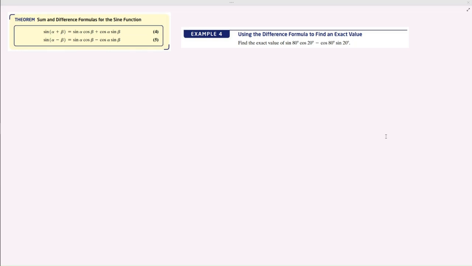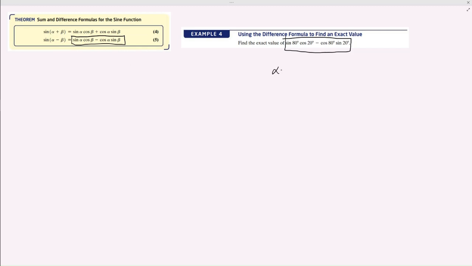Okay, in this example, we've got a different setup here. We're seeing the right-hand side of our difference formula for sines already expanded out. So we're going to take this in the other direction.